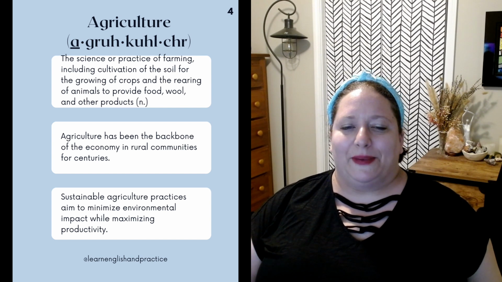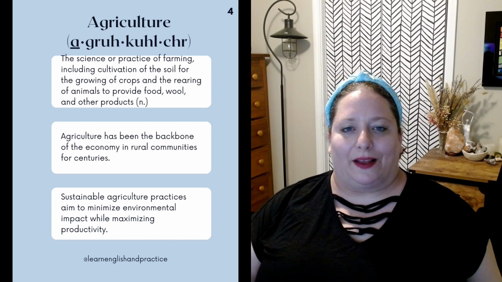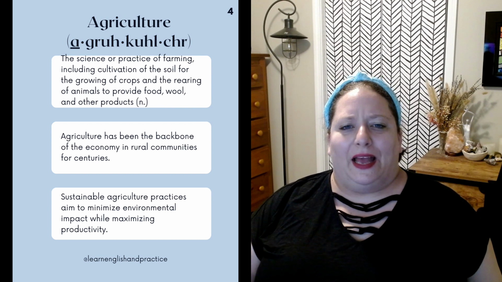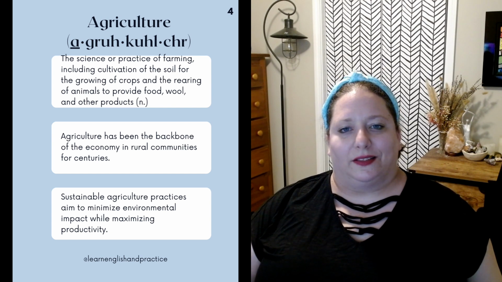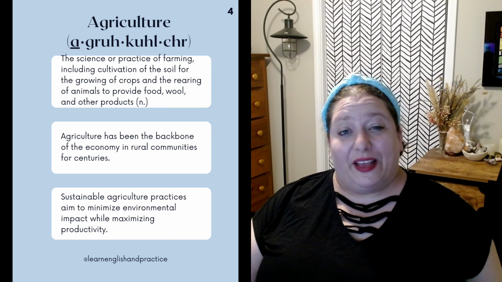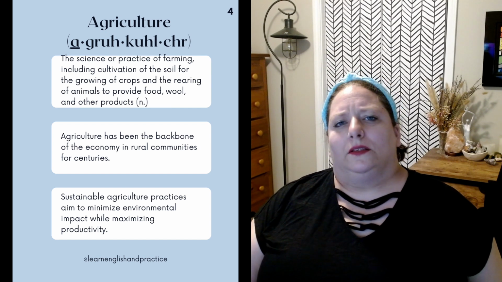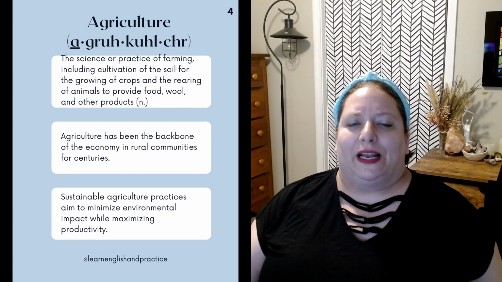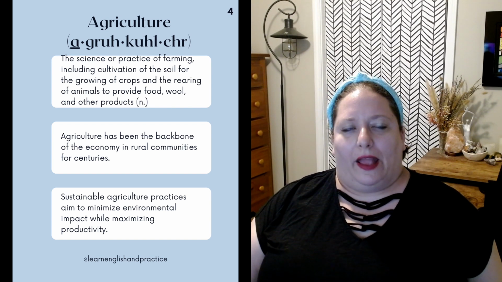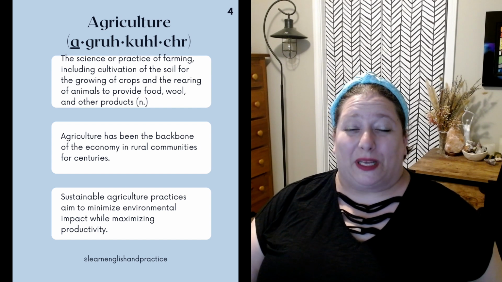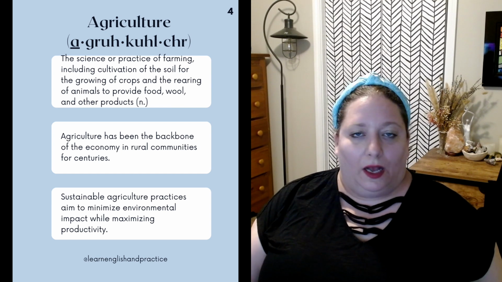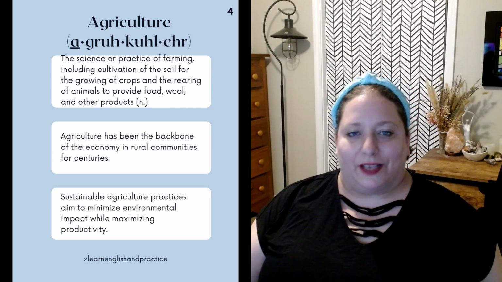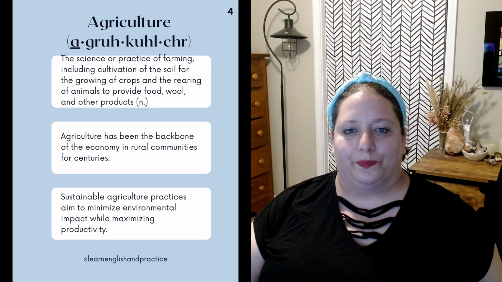Agriculture. This means the science or practice of farming, including cultivation of the soil for the growing of crops and the rearing of animals to provide food, wool, and other products. It's a noun. So when we think of agriculture, just think farming, but typically on a larger scale. A lot of countries rely economically heavily on agriculture. It's the major food source for those on the planet. So of course it's very important.